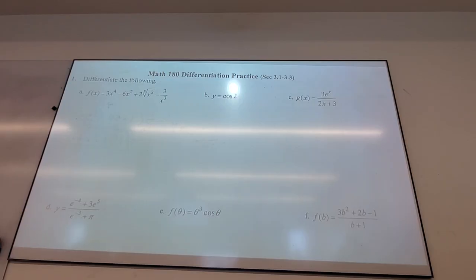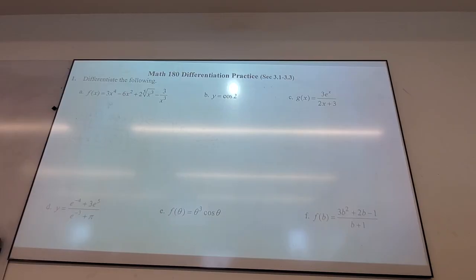Part E has variable theta in it. What would I have to do in part E? What rule would I have to use? Product rule in part E. Here's something else I always tell students. Look at part F. It looks like you should use quotient rule, yes. But what if you could simplify it? If you could ever simplify a function before you attack it with calculus, dear God, do that.